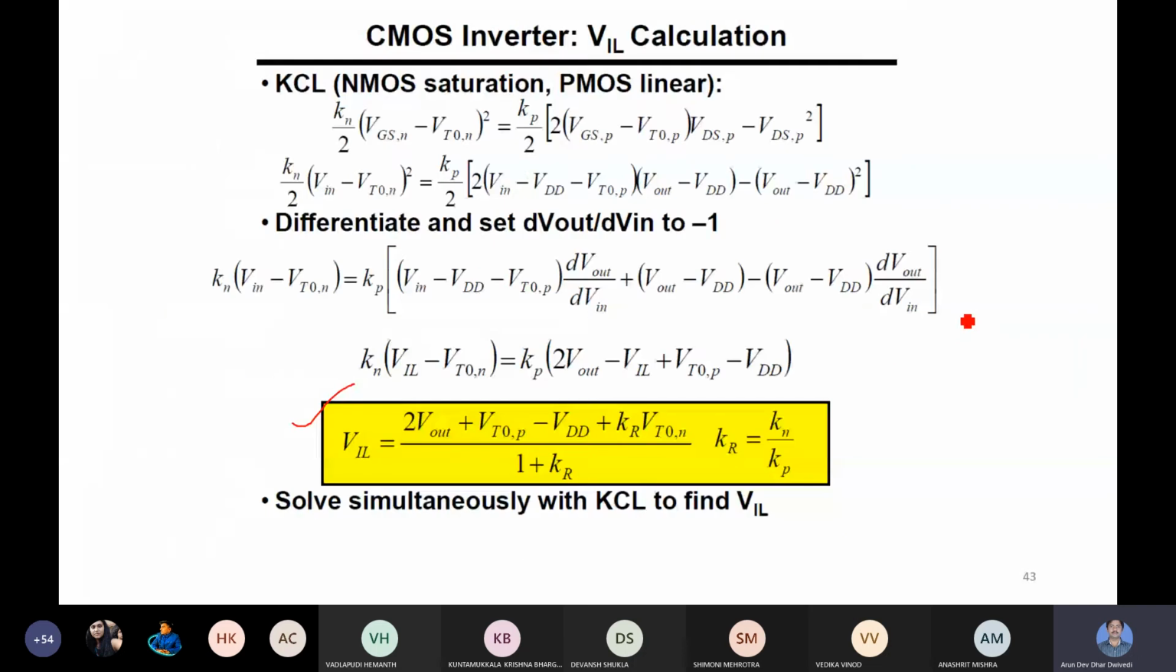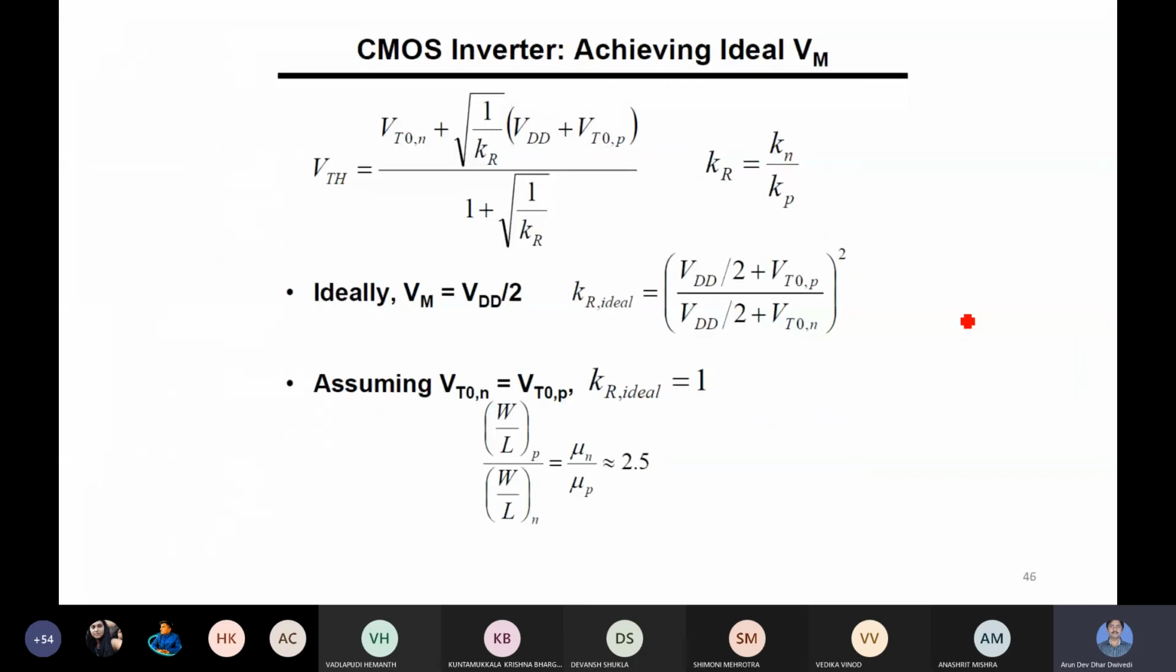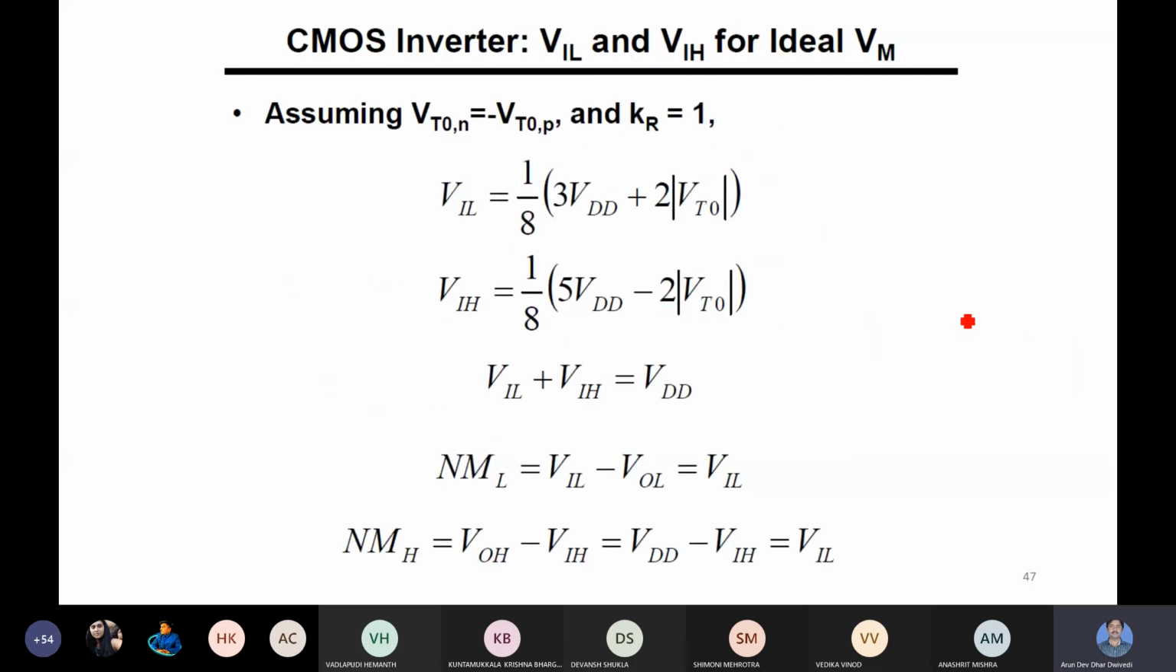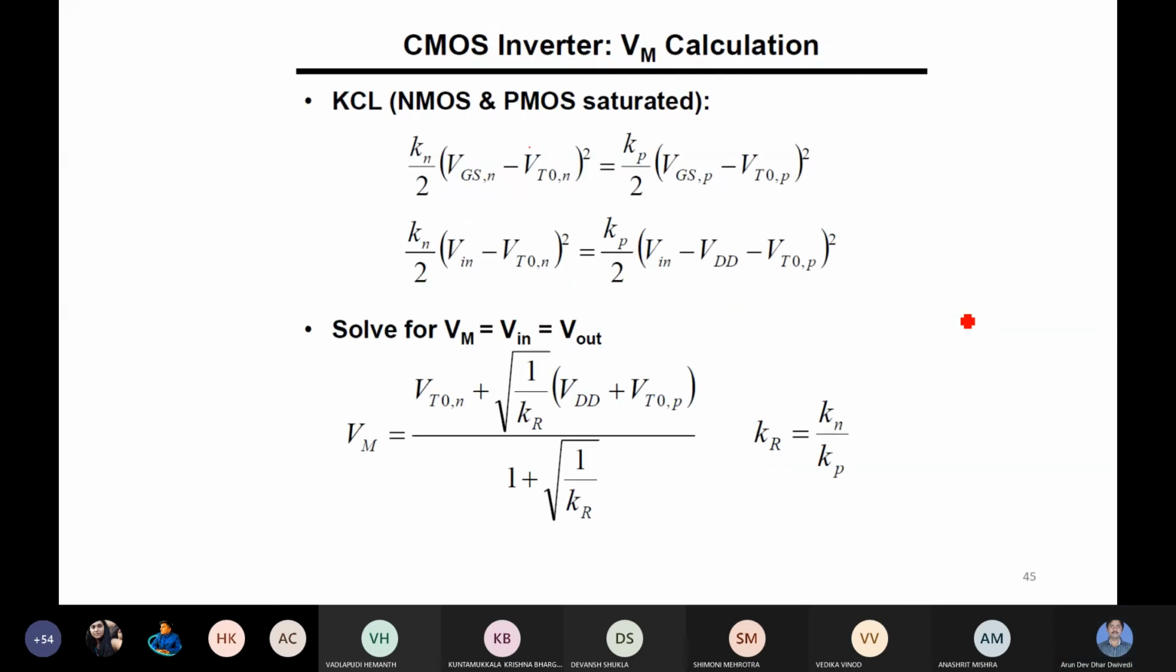This is why in the threshold voltage calculation we can take the saturation equation. Saturation equation means ID saturated for the NMOS and also for the PMOS, and by substituting and solving, we get this point, generally called VM. Basically Vout is equal to Vin at this point, and that is also called VM.